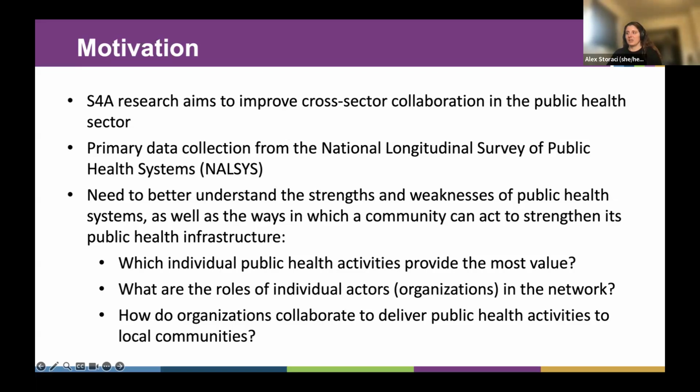So to really understand the current landscape of the nation's public health infrastructure, S4A relies on primary data collection from the National Longitudinal Survey of Public Health Systems, also known as NALSYS. The NALSYS survey gathers data from local public health officials about how individual communities implement a variety of core public health activities. So from this data, it's fairly easy to derive simple statistics and to analytically describe local engagement in public health activities. For example, the percent of public health activities that are implemented, the types of organizations involved, et cetera.